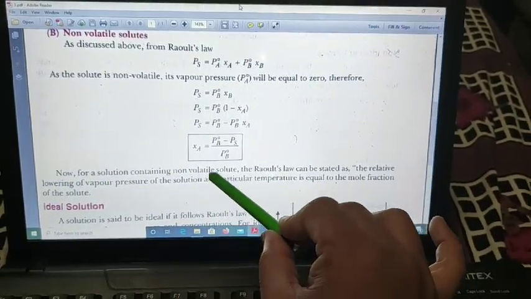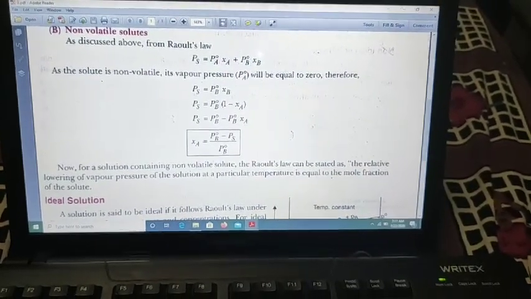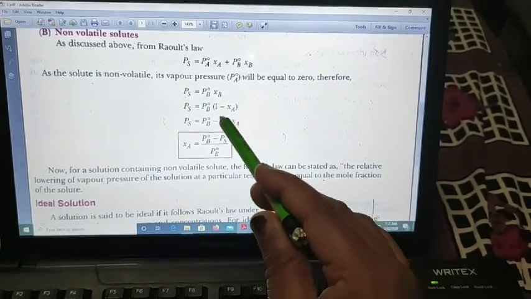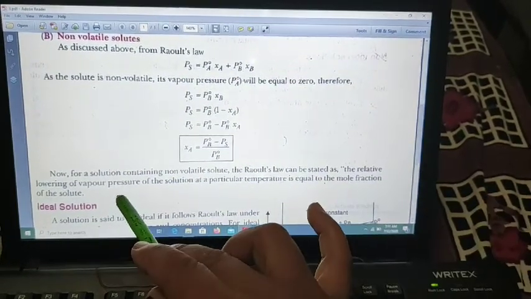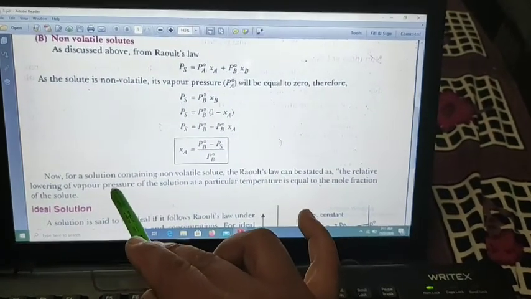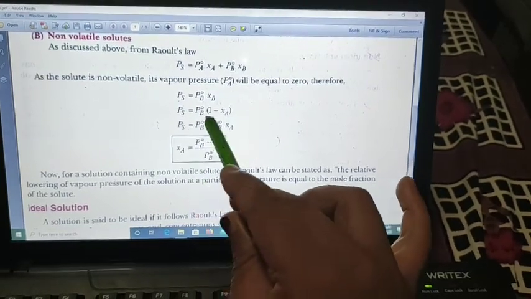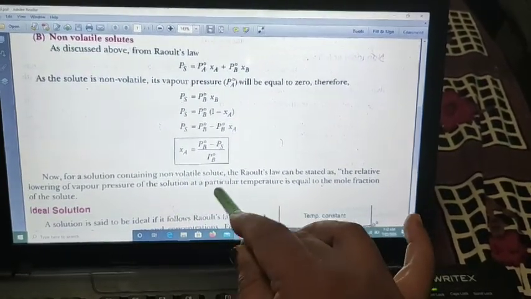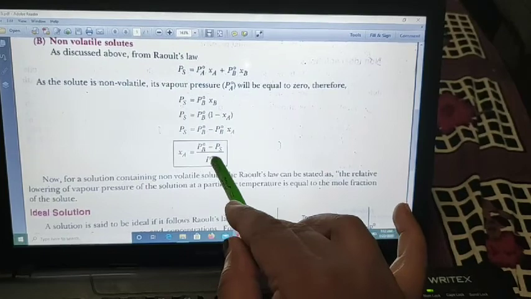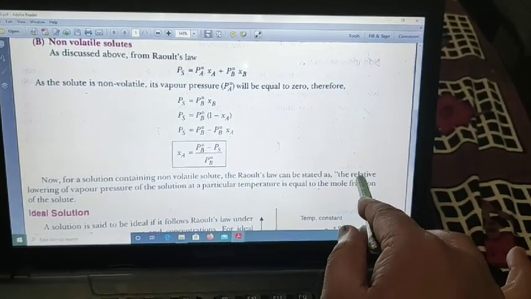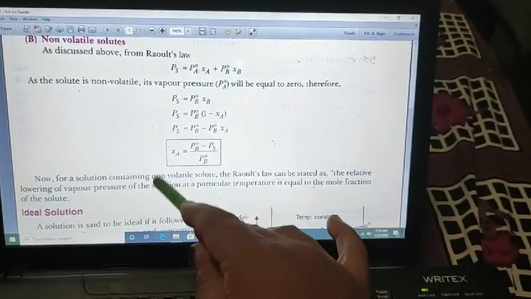Now for a solution containing a non-volatile solute, Raoult's law can be stated as: the relative lowering of vapor pressure of the solution at a particular temperature is equal to the mole fraction of the solute, because XA is the mole fraction of the solute. Okay, so this is another form of the Raoult's law statement. For a solution containing a non-volatile solute, Raoult's law can be stated as the relative lowering of vapor pressure of the solution at a particular temperature is equal to the mole fraction of the solute, from this expression.